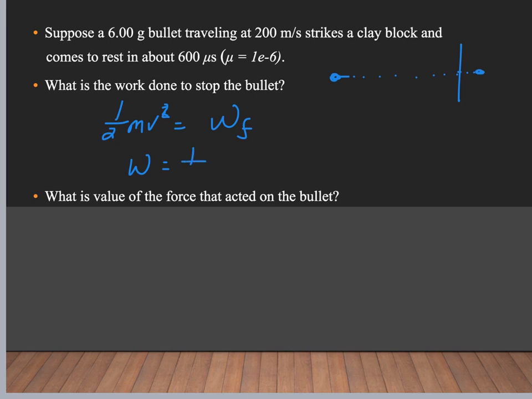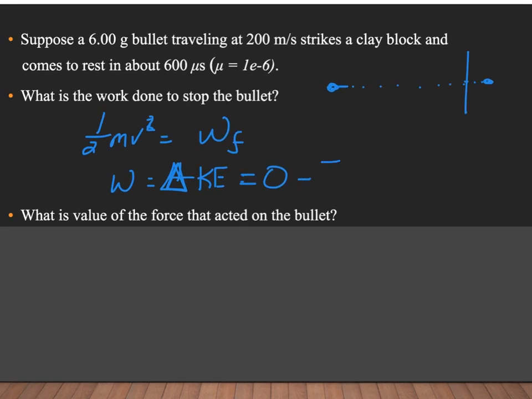Where the change in kinetic is going to be the final, which is 0, minus 1/2 mv squared. So in this situation, if you write it out that way, you can get the negative out of it. Now the hard part is figuring out the value of the force.